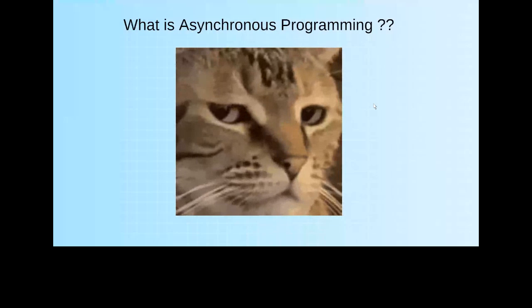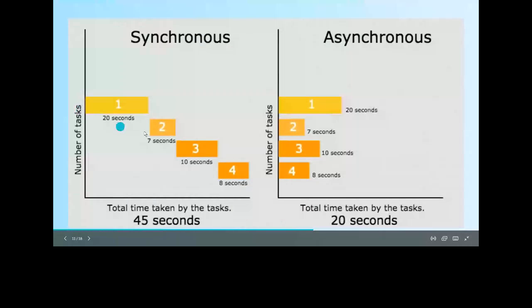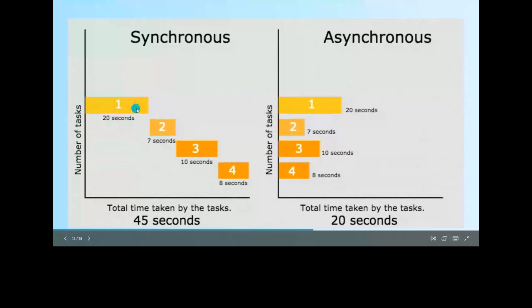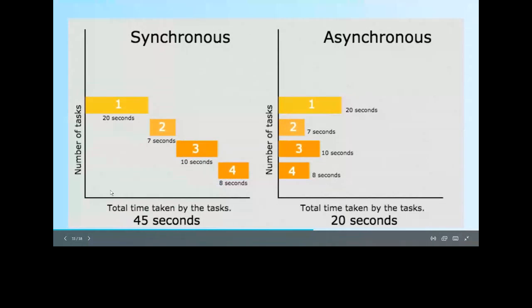So why did asynchronous programming come in? You can see here a number of tasks: first task, second task, third task, and fourth task. For example, the first task took 20 seconds, then 7 seconds, then 10 seconds, then 8 seconds. During the first task, the compiler needs to wait for 20 seconds, then the second task starts, then the third task starts, and then the fourth task starts. So you can see that it took a total of 45 seconds to complete four tasks.